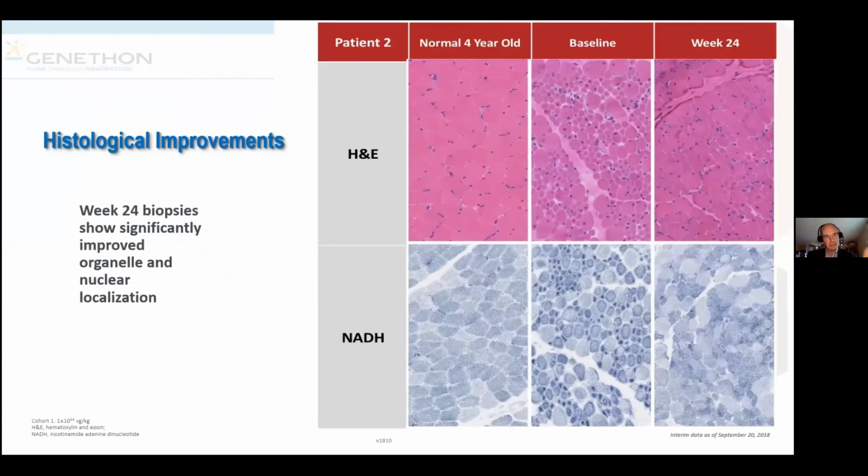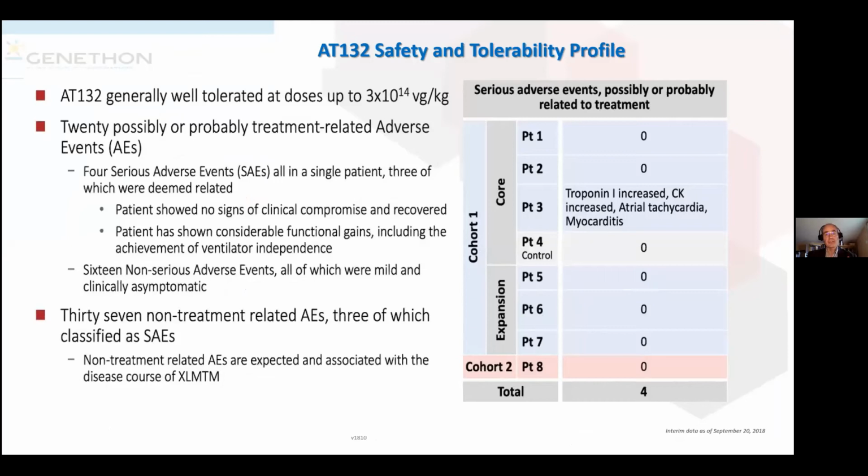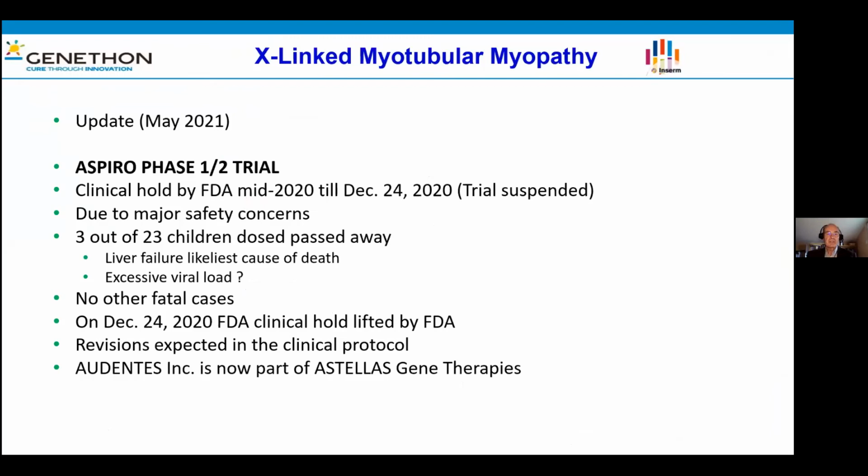And even at the histological level, we showed that we were able to rescue the phenotype. In other words, the myotubes were disappearing and the normal muscle was back again. So that was good news. And in terms of safety, originally, everything was fine, okay? But what happened is that just a few months ago, there was a clinical hold by the FDA, that is the regulator, because three kids died, passed away after dosing.